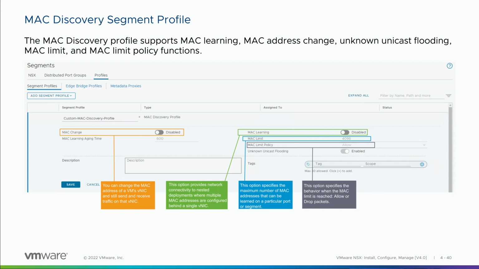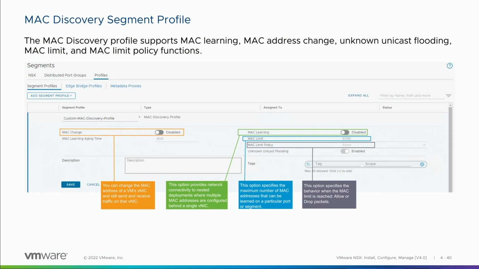And what MAC learning is going to do is it's going to tell the system that we can learn some number of MAC addresses defined in the MAC learning profile here. We can learn some number of MAC addresses for any given virtual NIC where this segment profile is applied. And that gives us a lot of additional flexibility in how we're going to run different applications in our infrastructure.